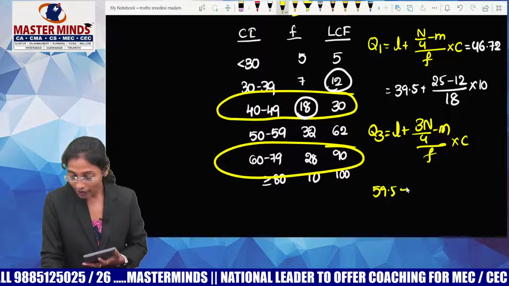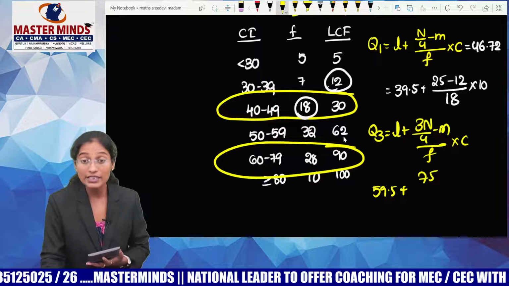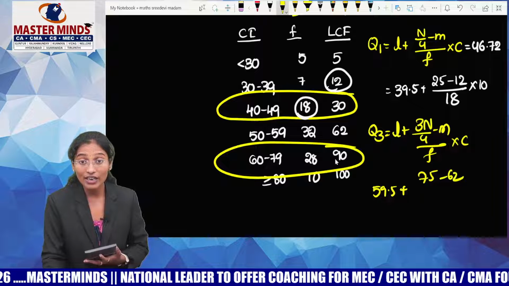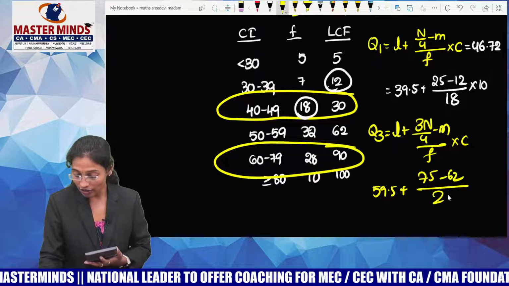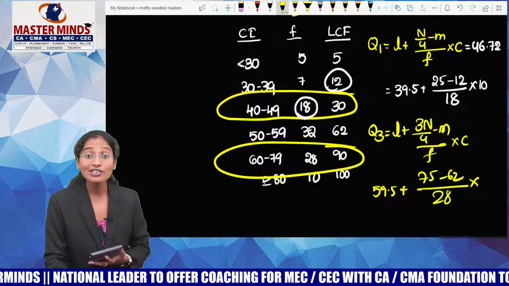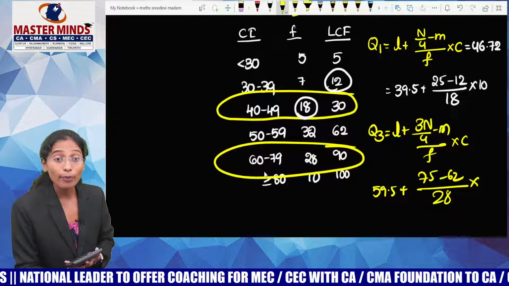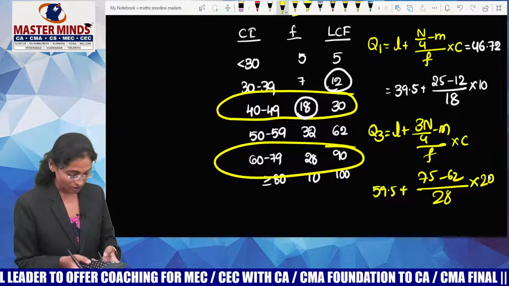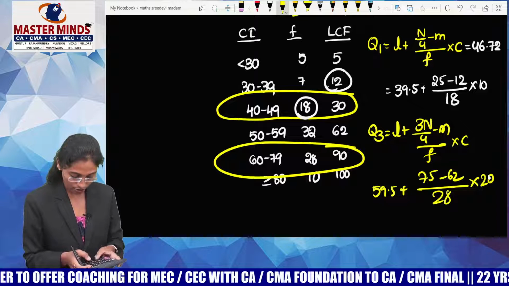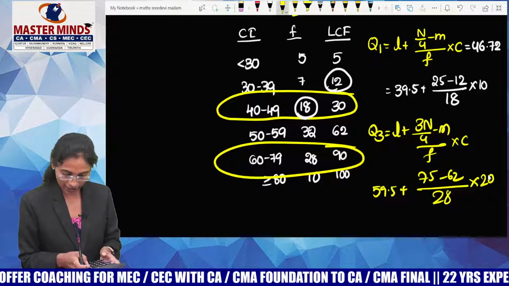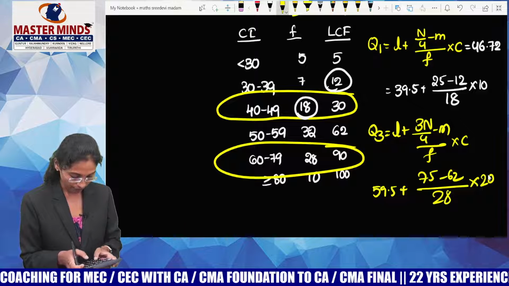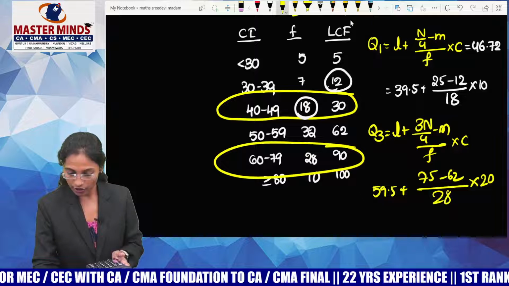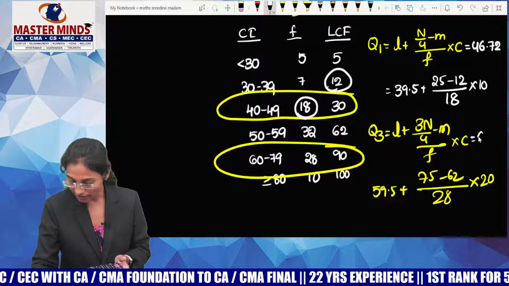59.5, 3N by 4, 75 minus M, where M is the preceding class cumulative frequency 62, by f, the frequency of the third quartile class, into class length. Try to understand, this class is 59.5 to 79.5, so the class length is 20. So (75 minus 62) into 20 by 28 plus 59.5. Put together, it is 68.78. How much is it? 68.78.